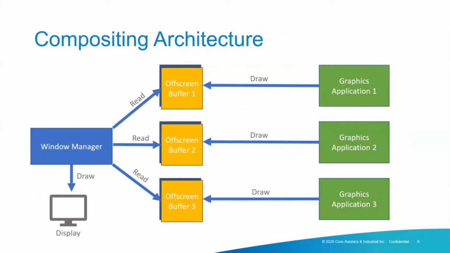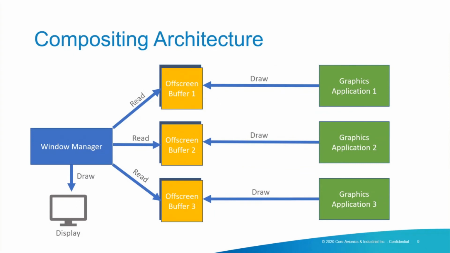So to hopefully get it more into your mind, here is the kind of architecture we're talking about for applications in the compositing system. Each graphics application that is rendering off-screen has an off-screen buffer associated with it. And that off-screen buffer is shared between the compositor or window manager application and the graphics application. No other application on the system can access that off-screen buffer.